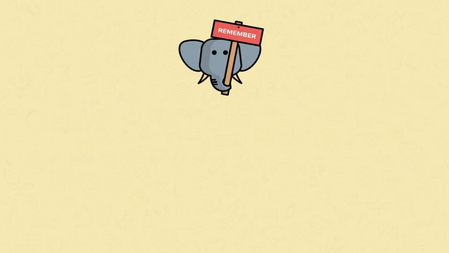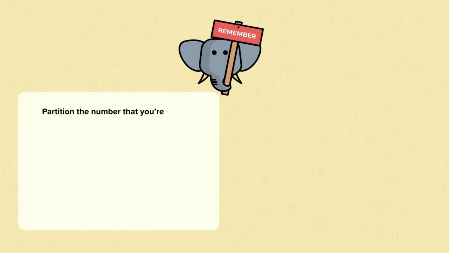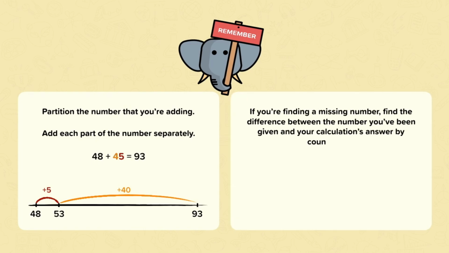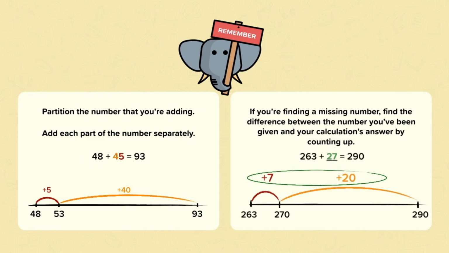So remember, when you're solving addition problems mentally, start by partitioning the number that you're adding. Add each part of the number separately. And if you're finding a missing number, find the difference between the number you've been given and your calculation's answer by counting up.